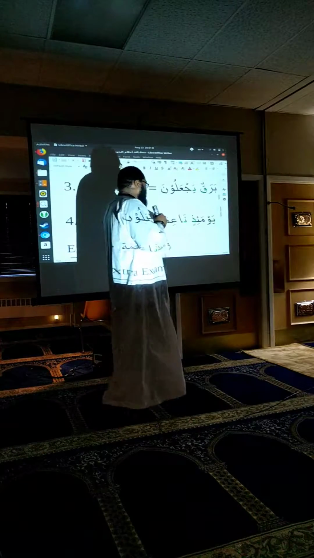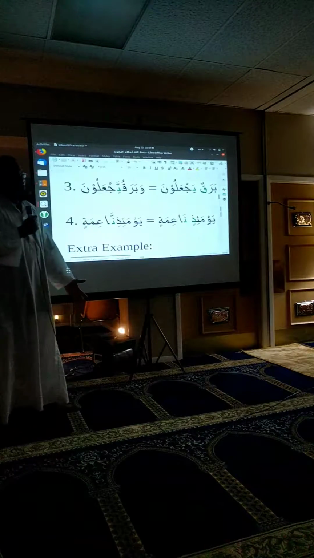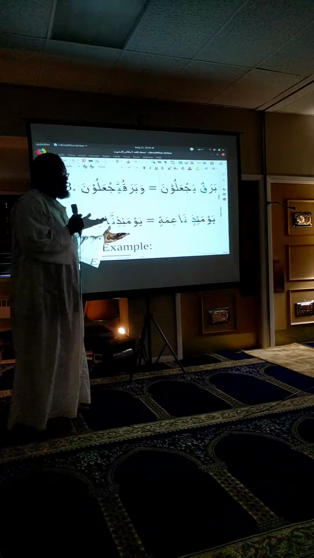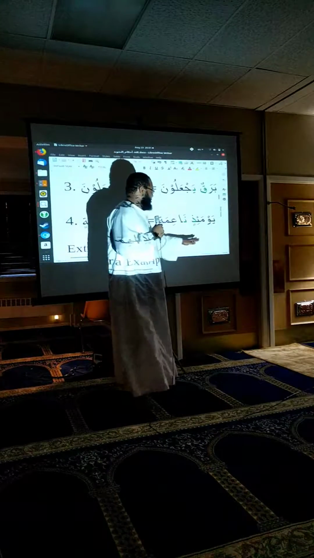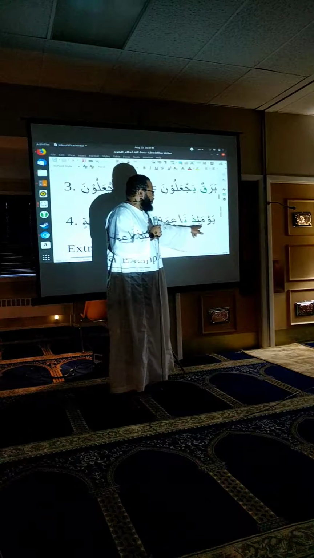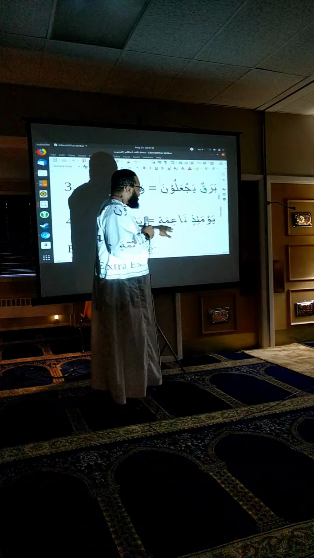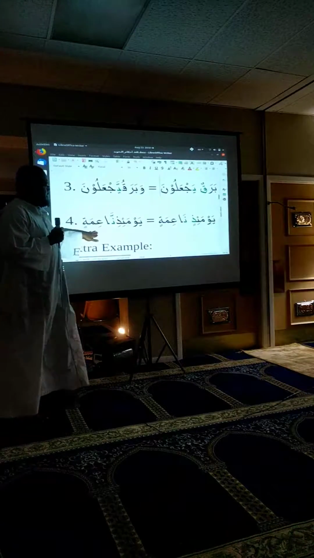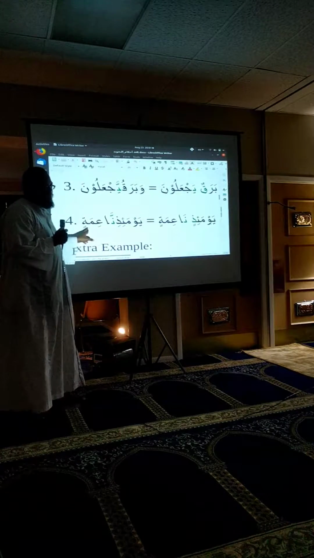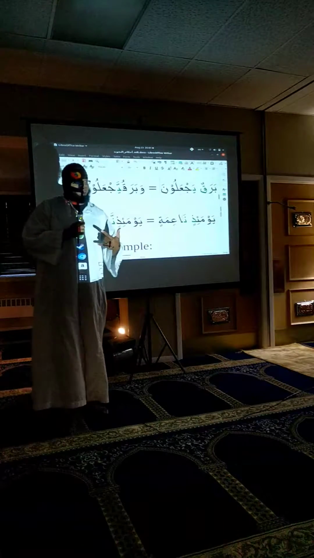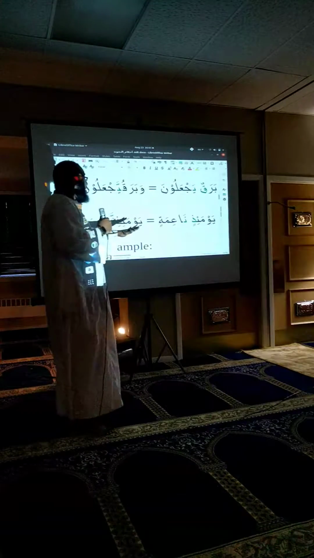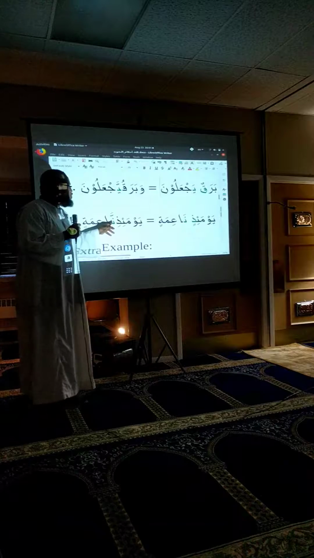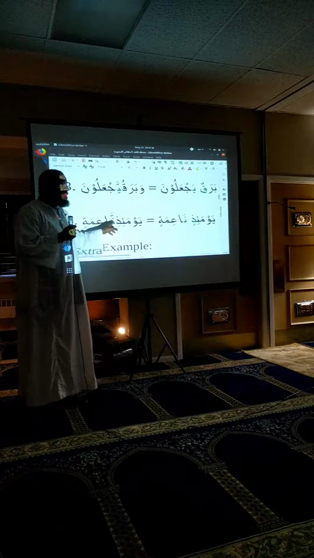Yawma idhin na'ima. Now because the noon naturally comes together, you would read it like this. Yawma idhin na'ima. The only difference that you have to remember from reading this normally and reading this as a tajweed rule is that you stress the existence of the shadda by vibrating your nostrils. So, yawma idhin na'ima. Not yawma idhin na'ima. No. Yawma idhin na'ima.